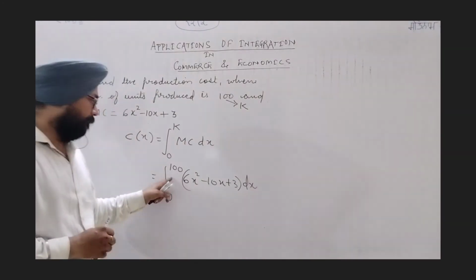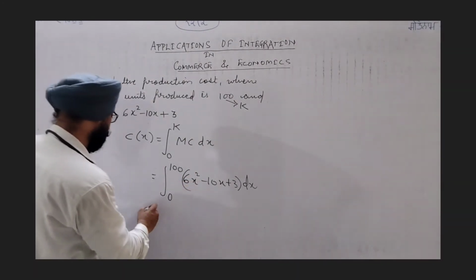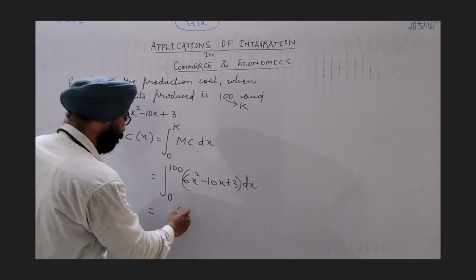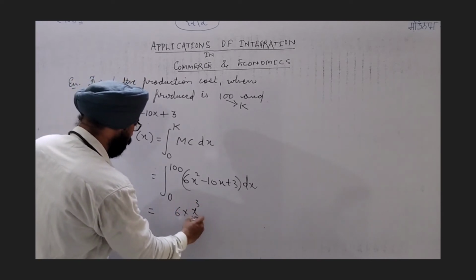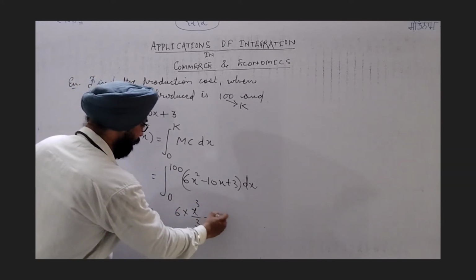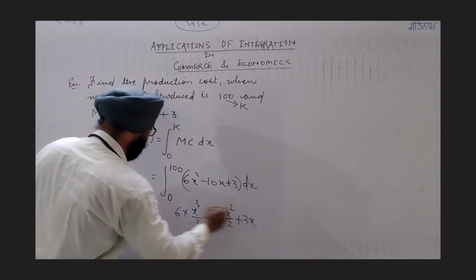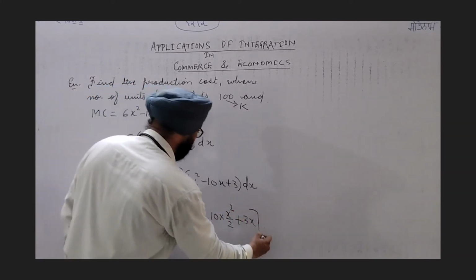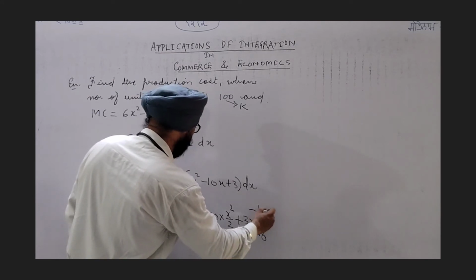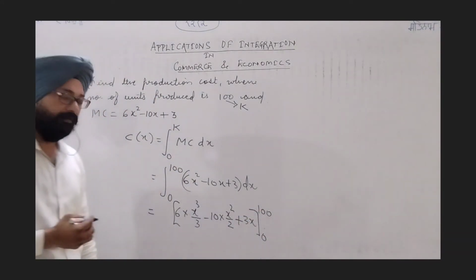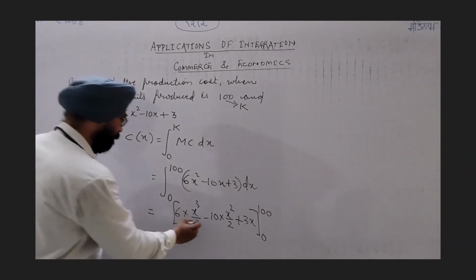Okay. Now first integrate this function: 6 into x cube upon 3 minus 10 into x square upon 2 plus 3x. This whole function is evaluated over the interval from 0 to 100. Cancellations.